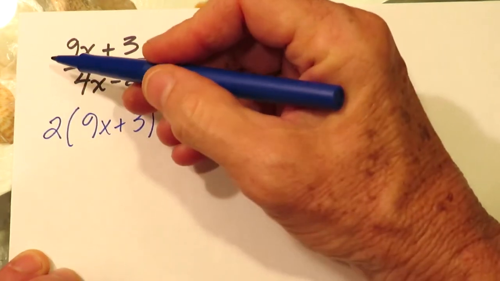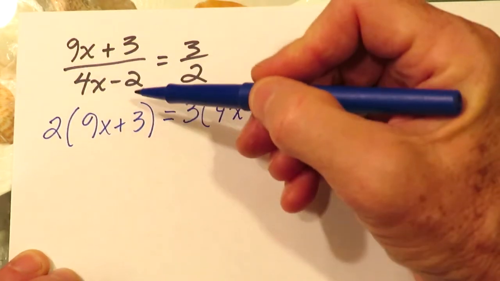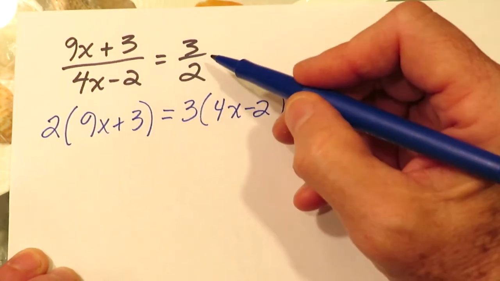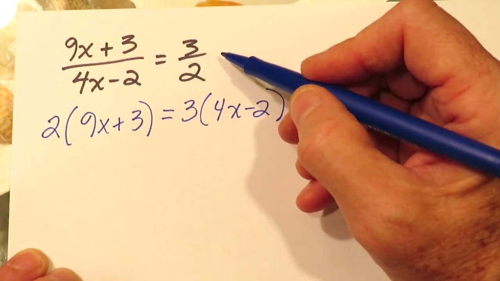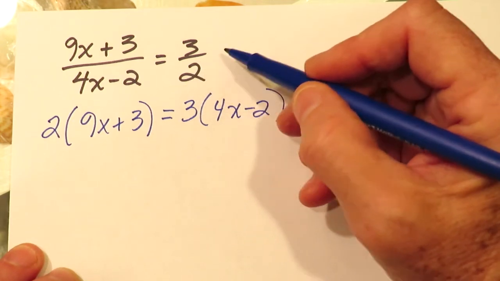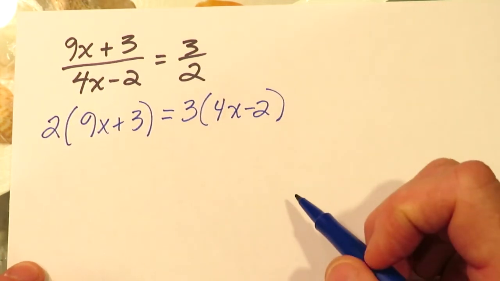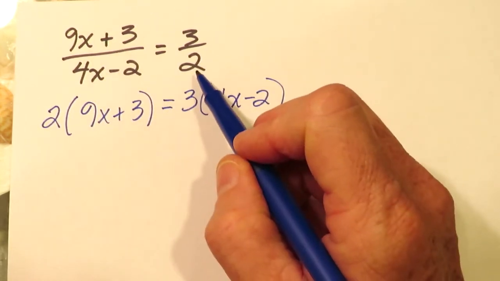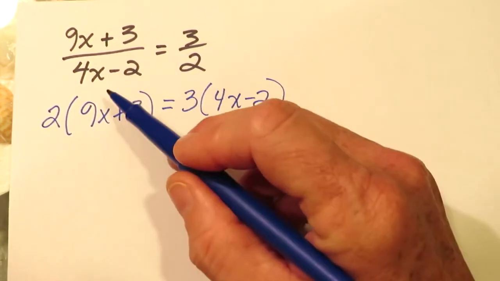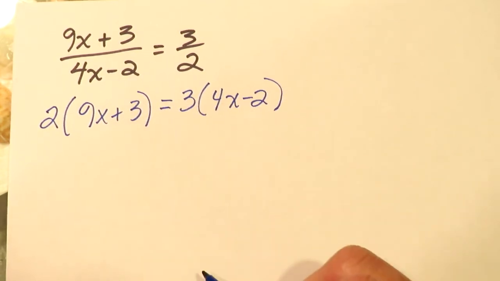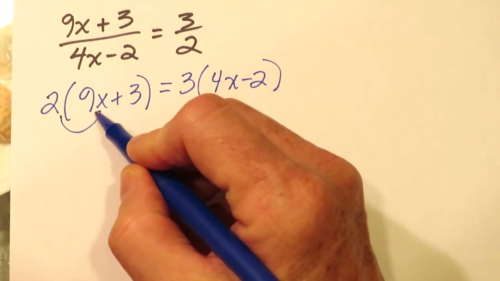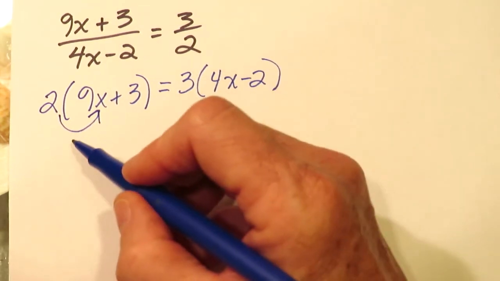So again, when this side got multiplied by the 4x minus 2, it was divided by the 4x minus 2 in the denominator, and when this side got multiplied by the 2, that 2 got divided by the 2 in the denominator, and I'm left with this numerator times that denominator equals this numerator times that denominator. They call that cross multiplying. All right, so now I truly do have a linear equation.